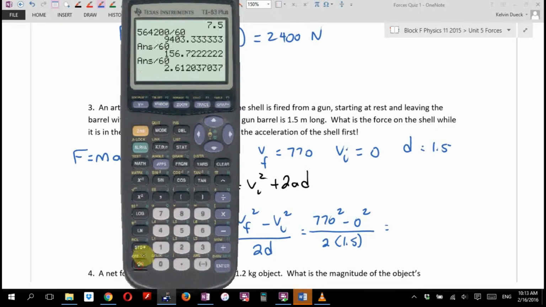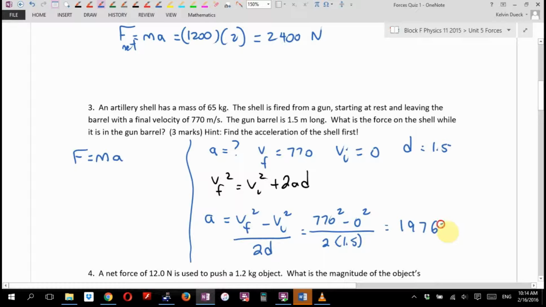So I get, oh, there's more than one number on the top, so brackets: 770 squared minus 0 squared. Probably I didn't need to type the 0 squared, but I'll stick it in there anyways just so you can see the thought of it. Divided by more than one thing on the bottom. Or I could have just gone 2 times 1.5 is 3. I don't mind being a little lazy. Anyways, no, it's an artillery shell. They should have a massive acceleration. I'm okay with that. So I'm going to write down 197633.3, and that's an acceleration.